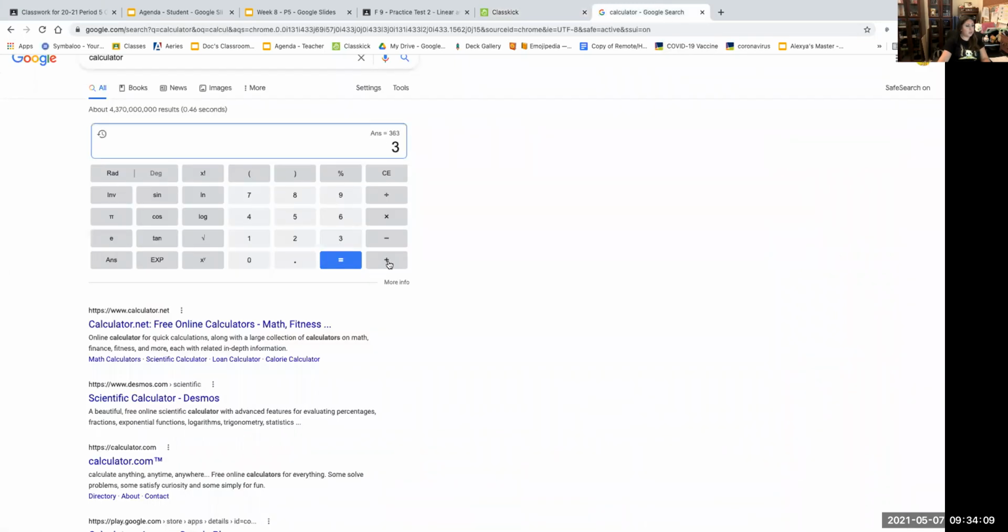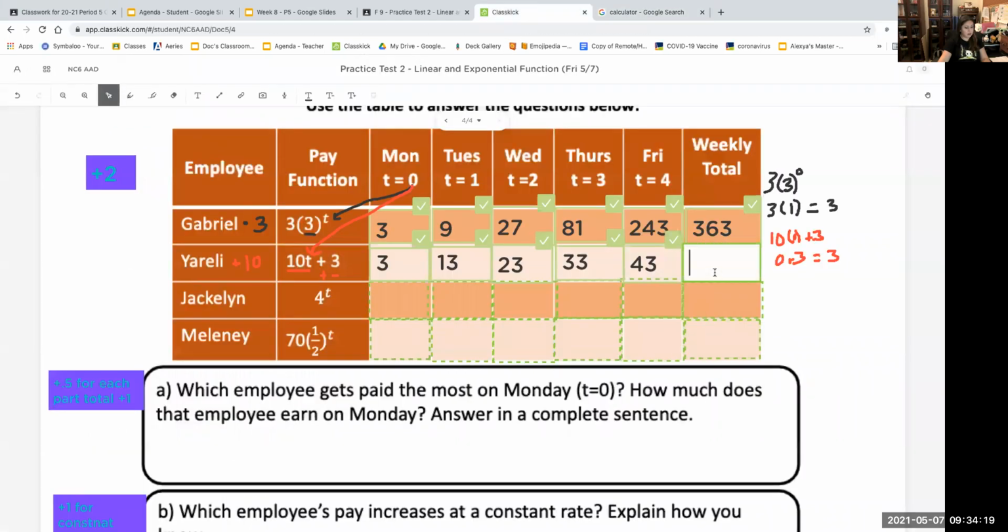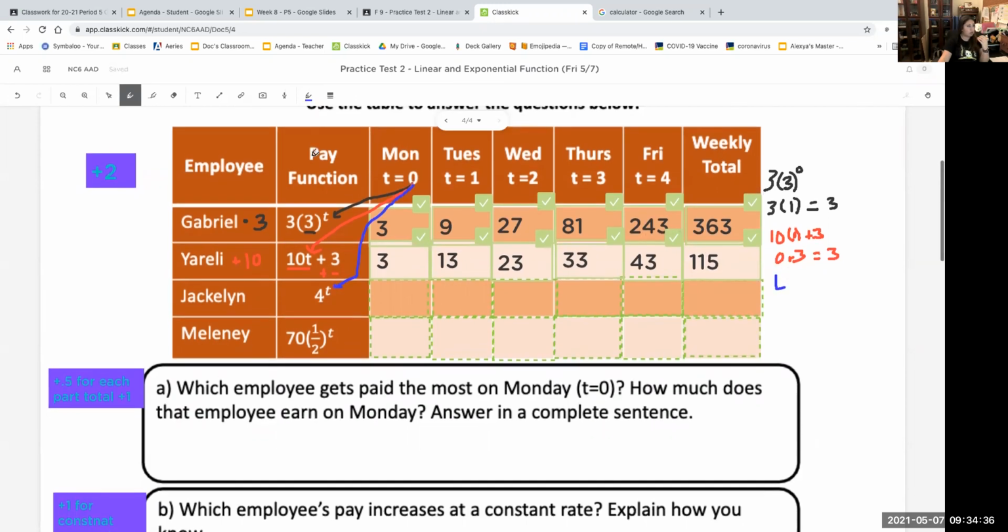Let's add these up. 3 plus 10 plus 23 plus 33 plus 43 equals 115. Let's do the next one. T becomes 0. Can anyone let me know what the pattern is for that one? This one's super easy. What's my pattern going to be for this one?